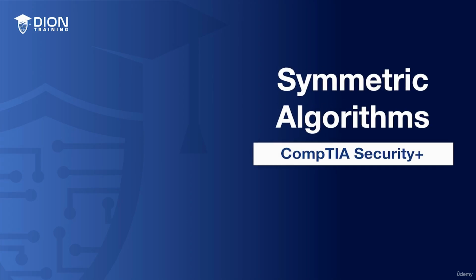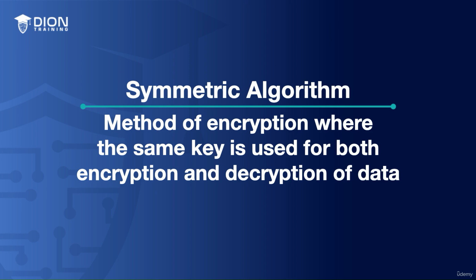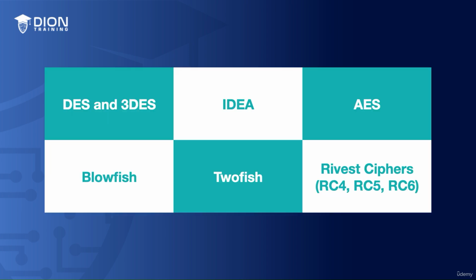In this lesson, we're going to discuss some of the different symmetric algorithms that you may come across when working out in the field. Now, a symmetric algorithm is a method of encryption where the same key is used for both encryption and decryption of your data. Now, we're going to be covering a few of the most commonly used symmetric algorithms, including DES, triple DES, IDEA, AES, Blowfish, Twofish, and then Rivest Cipher, including RC4, RC5, and RC6.